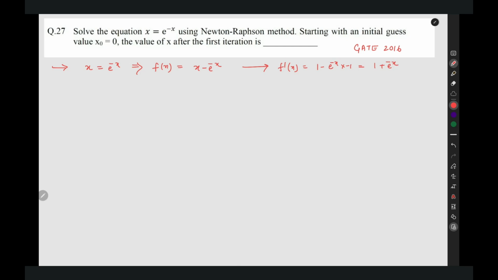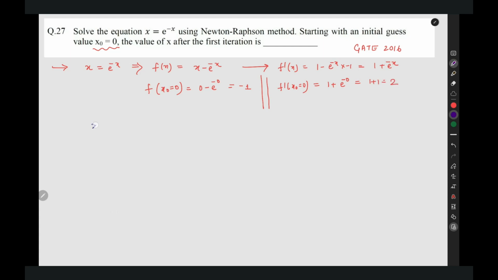Now we have to calculate the value for the first iteration at x naught equal to 0. So we will calculate f of x naught at 0. It will be 0 minus e to the power minus 0, which is minus 1, and f dash of x naught at 0, we will get 1 plus e to the power minus 0. So it will be 1 plus 1, it will be 2.